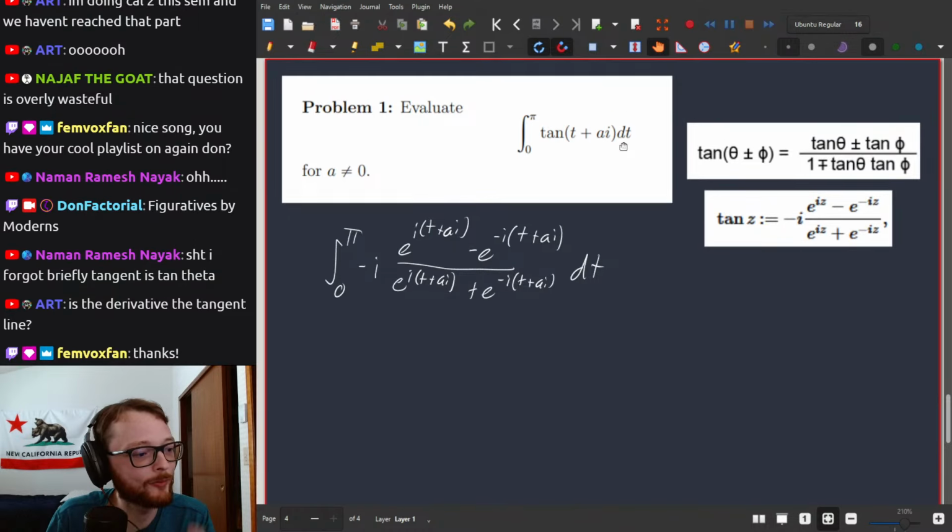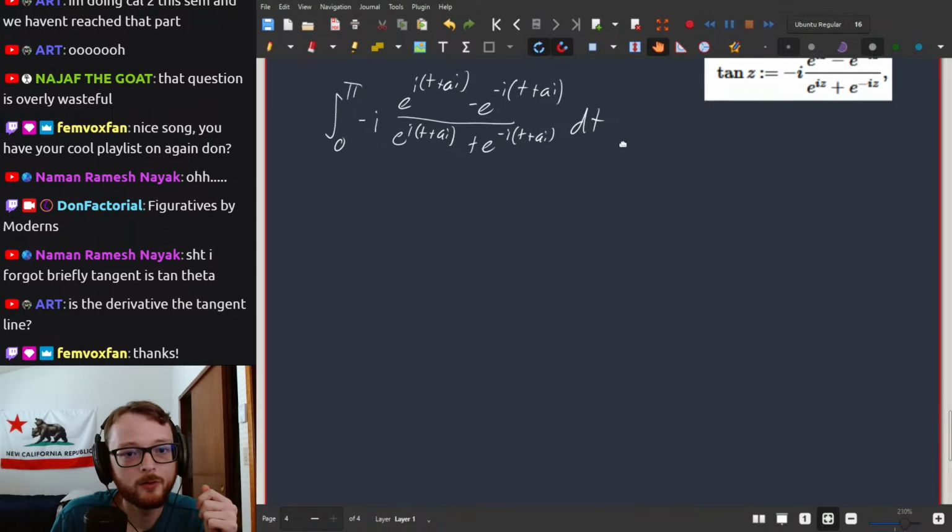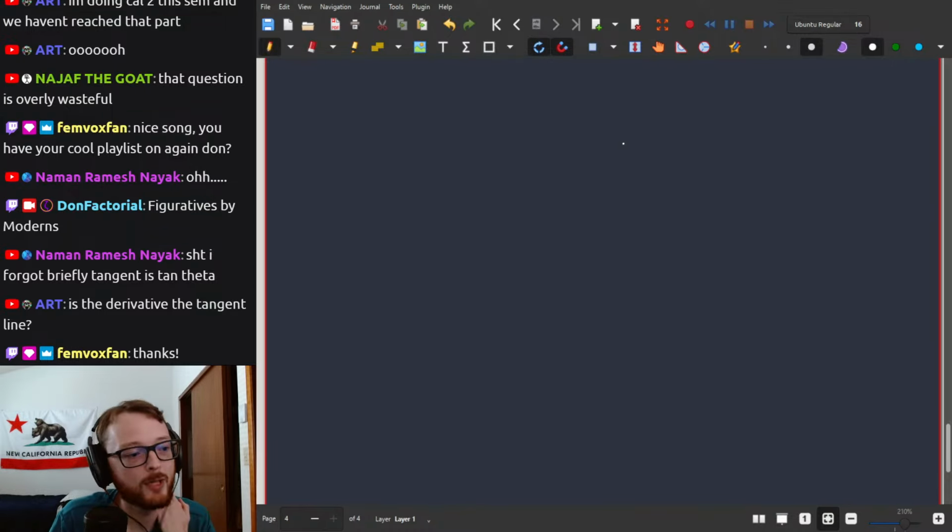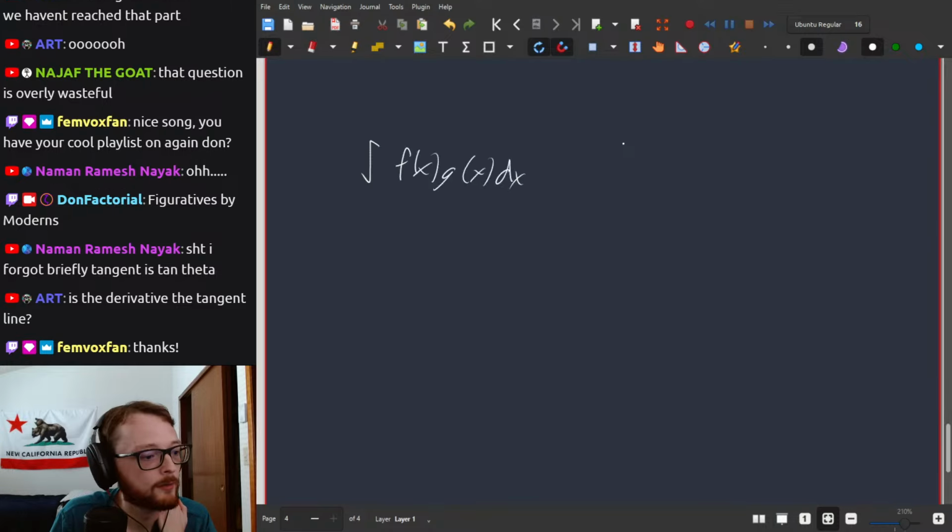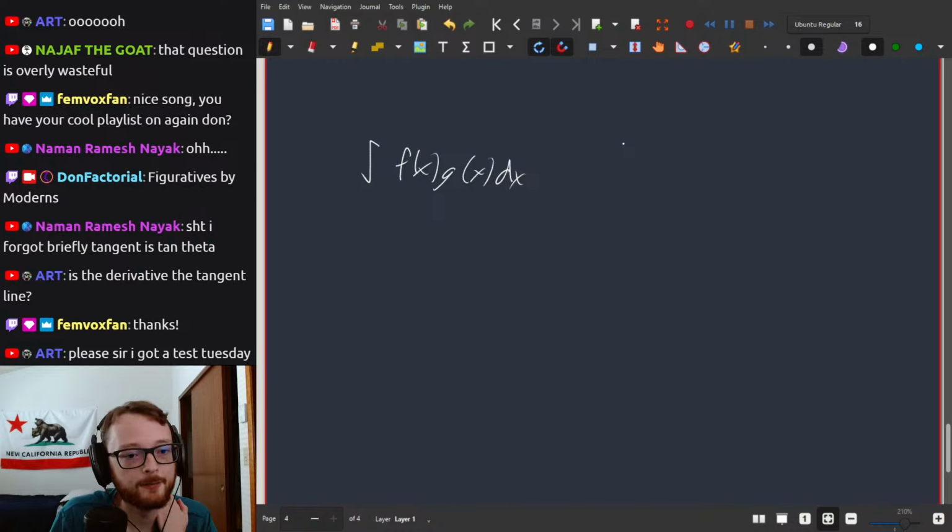The derivative is the slope of the tangent line, yeah. Okay, so this one was just kind of a for fun question. Art did ask about integration by parts. So I'll keep this one in mind, but I want to talk about integration by parts. Use it when you have two functions multiplied together and you're trying to integrate that.